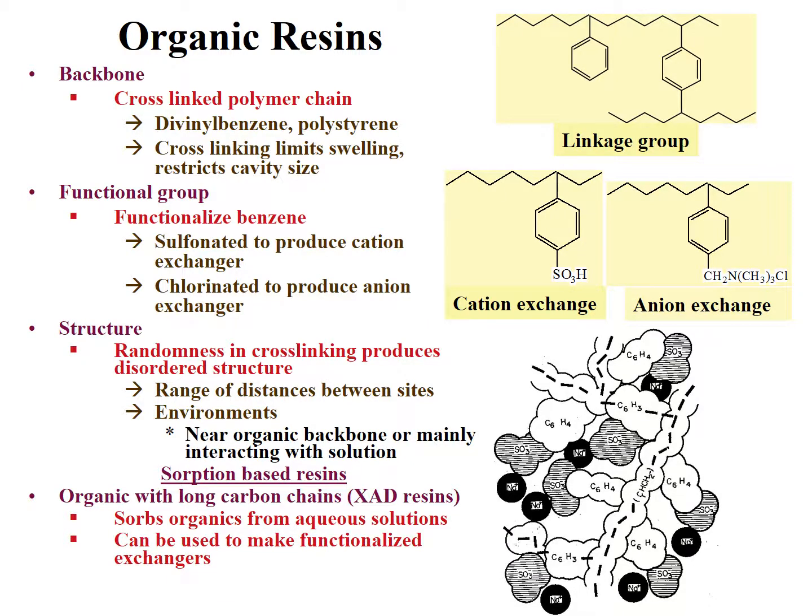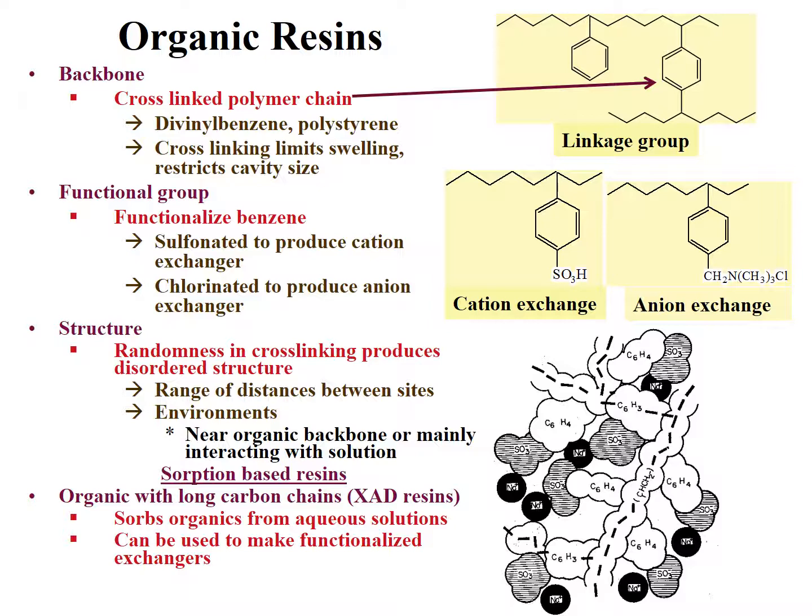Organic resins have some basic components: a backbone and functional groups, and these work together to apply structure to the material. The backbone is often supplied by a cross-linking polymer chain, for instance this linkage group shown here. Sulfur linkage groups can also be used. These cross-link different parts of the material, and they can limit swelling. They can restrict the cavity size of your resin material, changing some of the properties and the flow of solutions through these polymers in an ion exchange column.